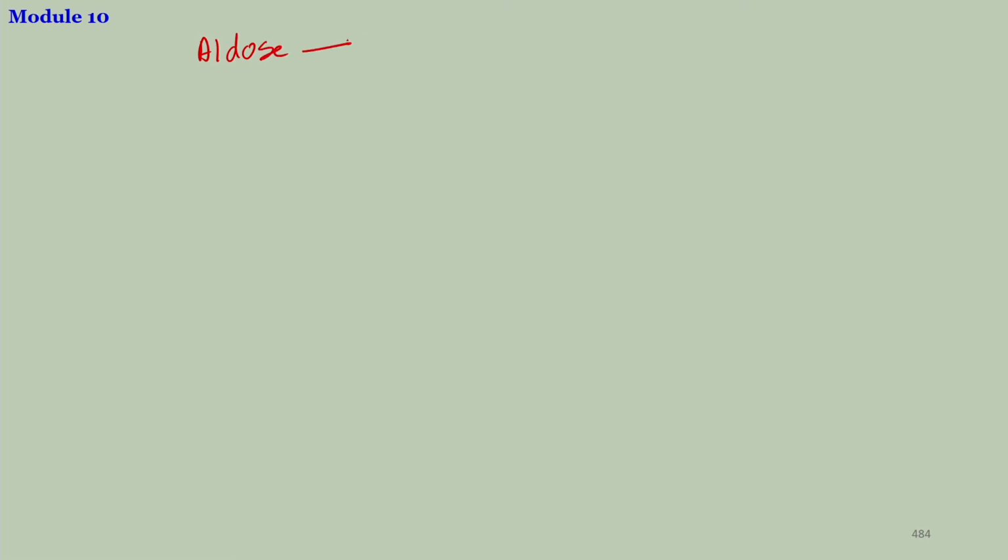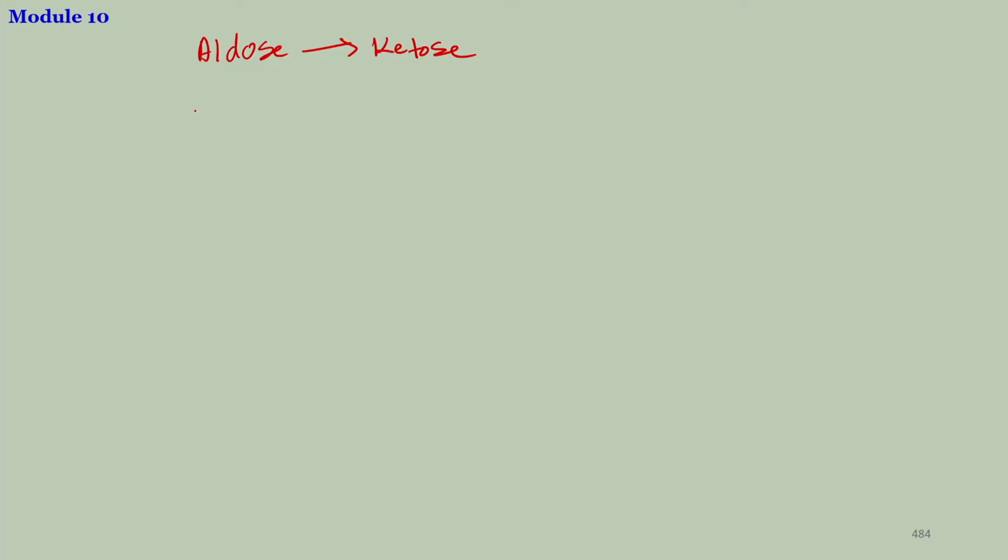So, today I will discuss how we can convert from one type of sugar to the other type, that is, aldose to ketose. For example, if you start with glucose, how can you convert it into something like fructose? So, in general, aldose to ketose. So, if you start with this, CH2OH, this is your D-glucose.